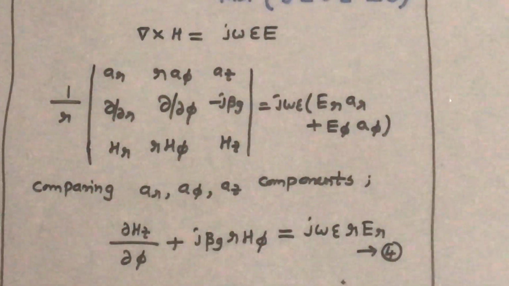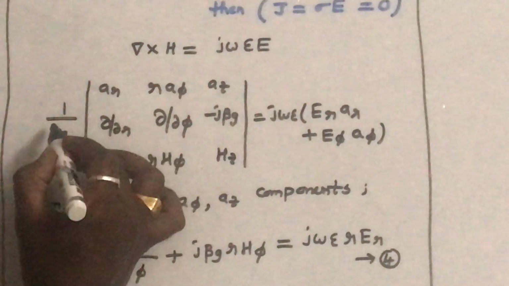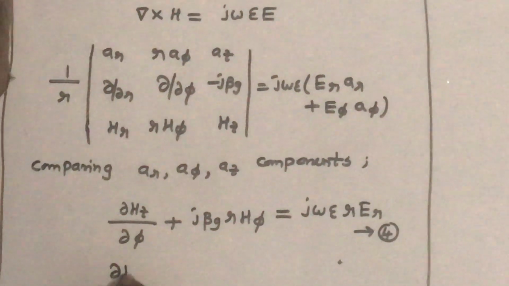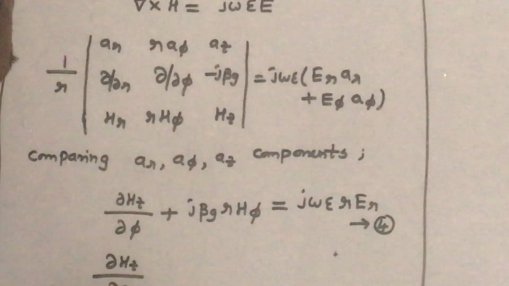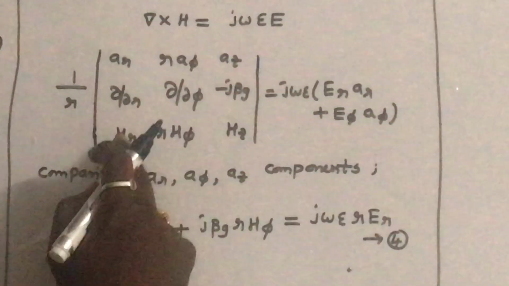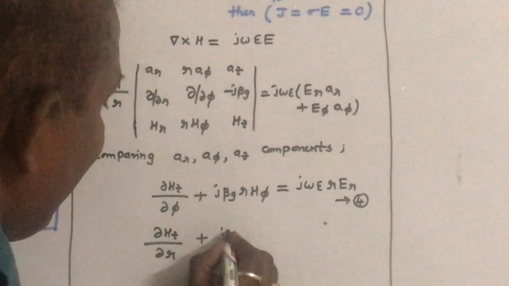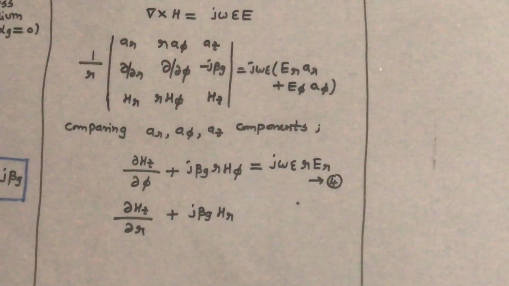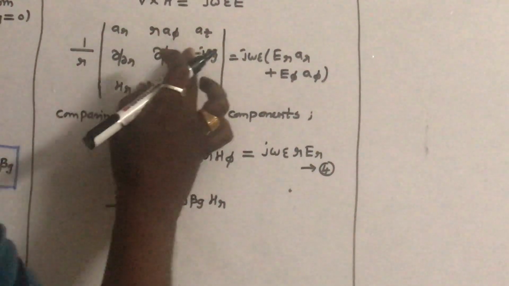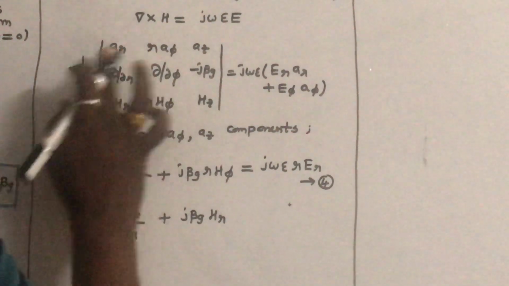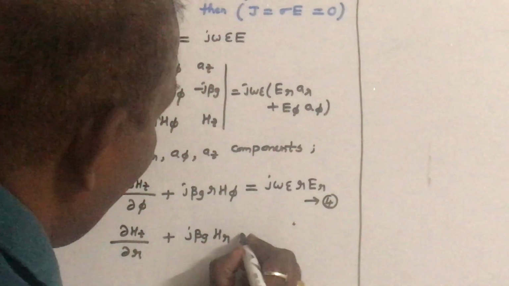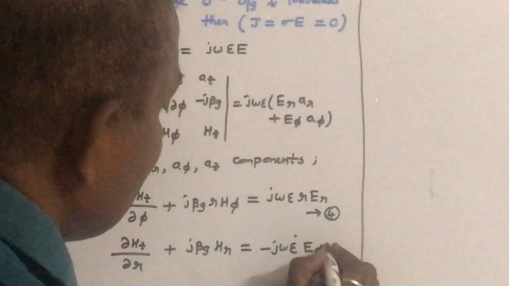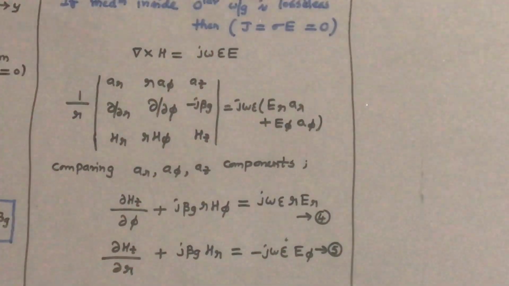Take this 1 by R to the right side. Similarly, for the A phi component, R gets cancelled out. The A phi component is dou Hz by dou R plus j beta G into HR, and that is equal to, because the minus sign is there, taking the minus sign to the right side, minus j omega epsilon E phi. Say this as equation 5.